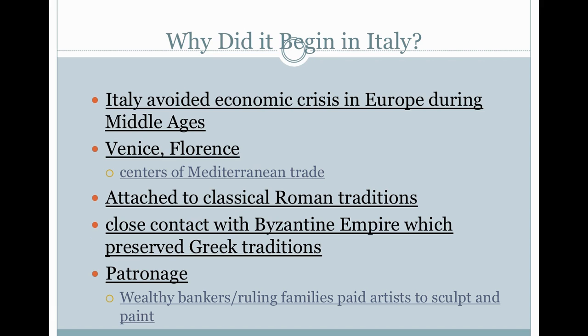All right, so why does it begin in Italy? Very simple. Italy did avoid some of those economic crises, peasant rebellions. They were affected by the plague, but maybe not as much so. They weren't as affected by the Little Ice Age, so their populations were probably a little bit more maintained. Their urban areas were probably not as devastated as England and France and parts of Germany. The two major cities are Venice and Florence, and they were centers of trade.